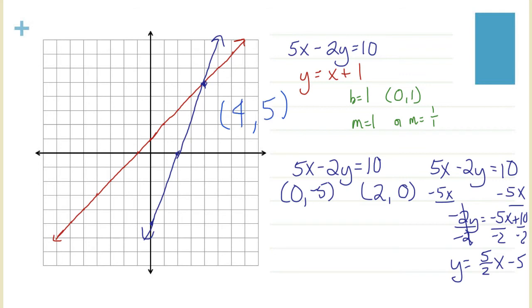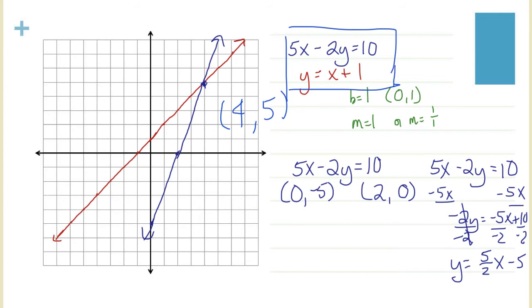4, 5 looks like it's the solution to that. And I could do some quick math. I'm quickly and mentally plugging it into the red equation. 5 equals 4 plus 1, yep. Quickly plug it in mentally to the blue equation. 20 minus 10 equals 10, yep. So that worked. So this was my equations, and there's my ordered pair.